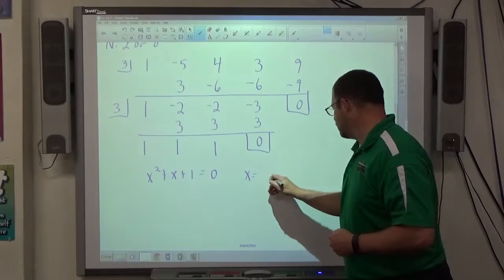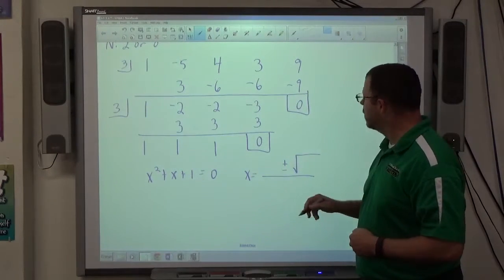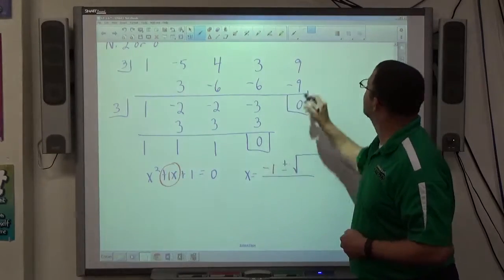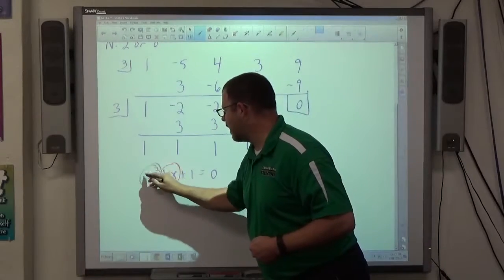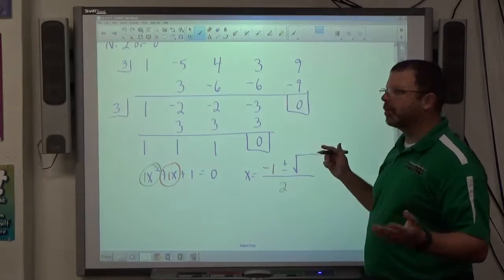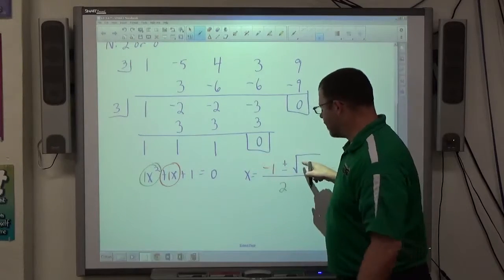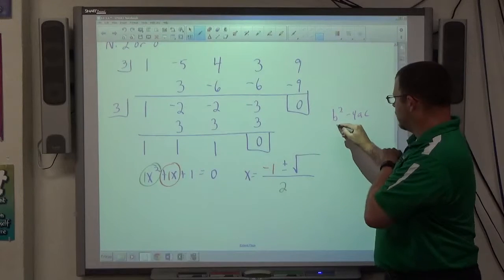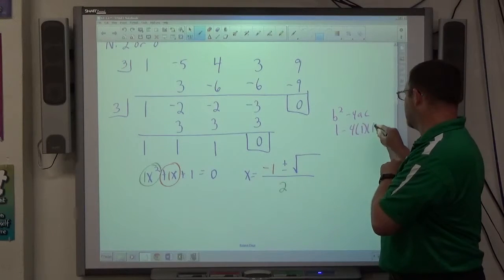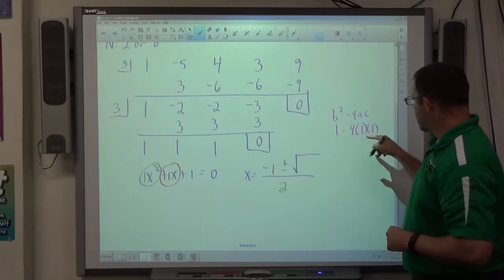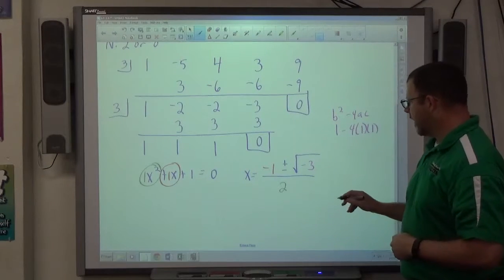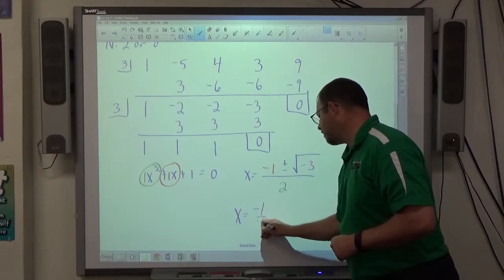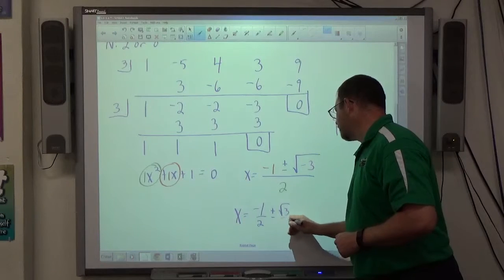We know x equals that structure. What goes in this spot is opposite of b. B is 1, so negative 1. What goes in the bottom is 2a. A is 1, so 2 times 1 is 2. Again, those are easy always. What goes in here is b squared minus 4ac. B is 1, so 1 squared is 1 minus 4 times 1 times 1, because a is here also 1. So 1 minus 4 makes negative 3. That gets me x equals negative 1 half plus or minus the square root of 3 halves i.